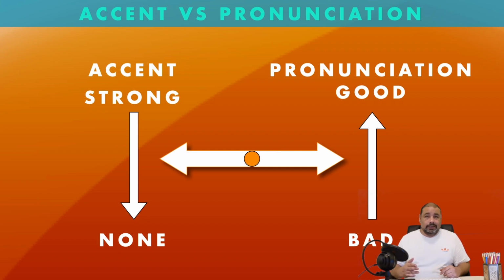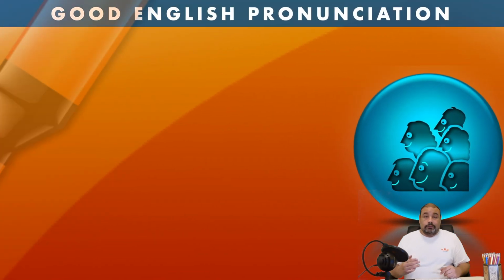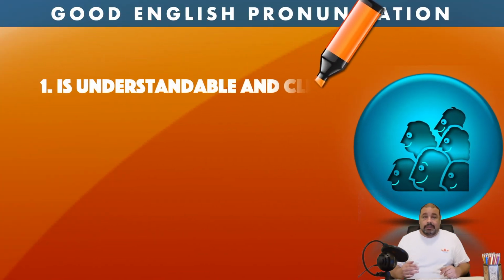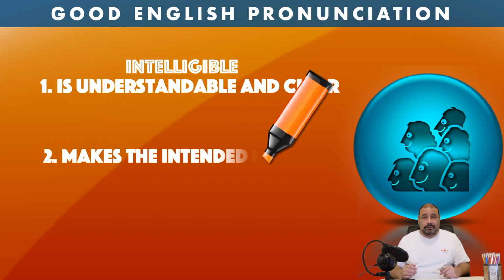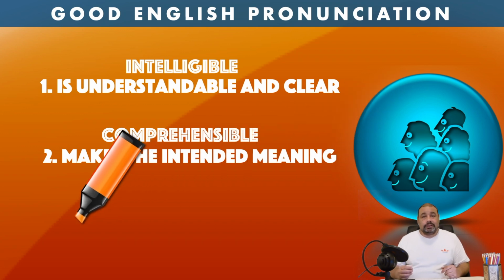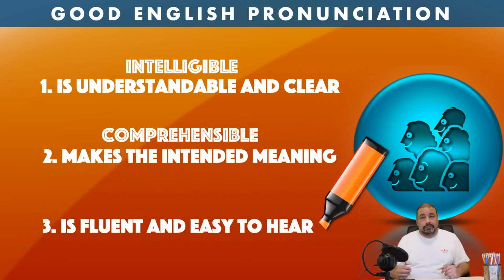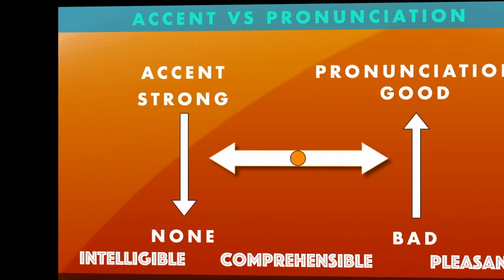But before, let me remind you what a good pronunciation is. So, number 1, a good pronunciation is understandable and clear. This is intelligible. Number 2, a good pronunciation makes the intended meaning. It is comprehensible. And number 3, a good pronunciation is fluent and easy to hear. It is pleasant. Okay, let's go to the examples, keeping in mind what a good pronunciation is.